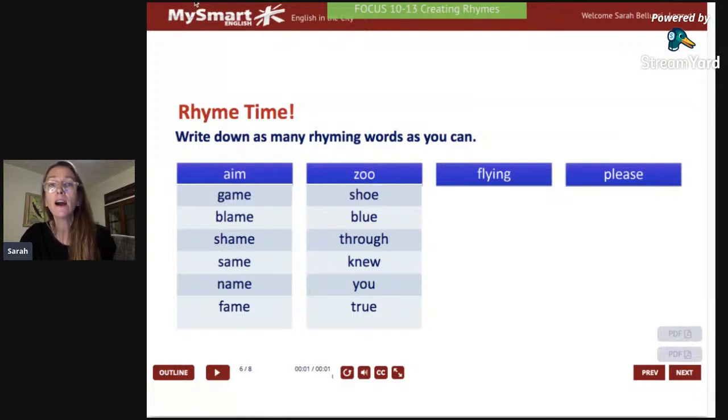Okay, flying. What rhymes with flying? Okay, Giacomo, yes, barbecue. Good. Flying. They didn't put my word, loo, into the list of words that rhyme with zoo. Oh well.